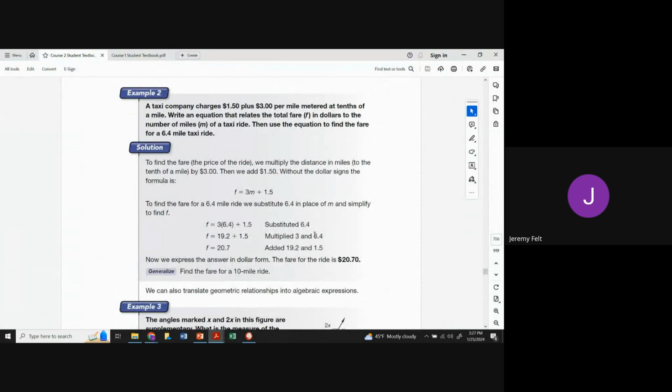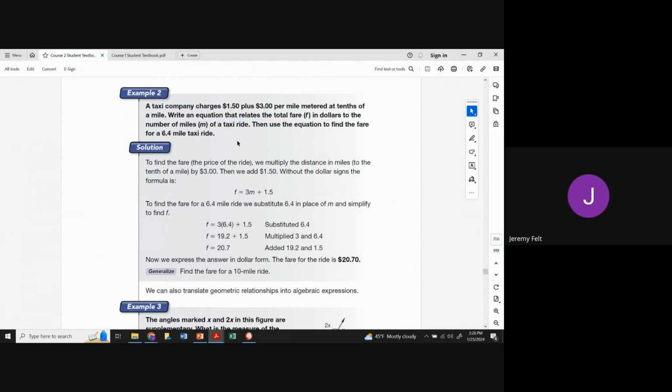It would be, so we know we did it correctly. A taxi company charges $1.50 plus $3 per mile metered at tenths of a mile. Write an equation that relates the total fare F in dollars to the number of miles of a taxi ride. Then use the equation to find the fare of a 6.4 mile ride.